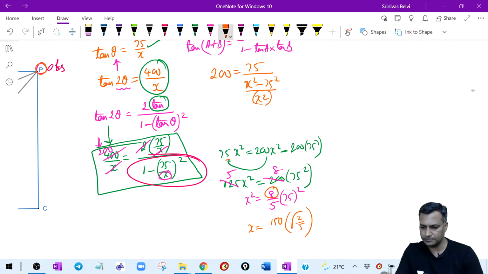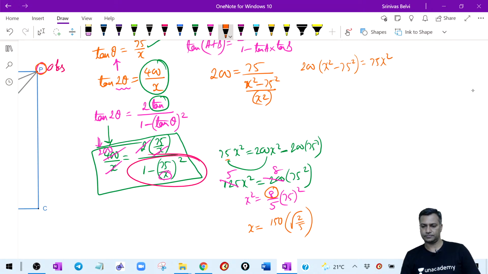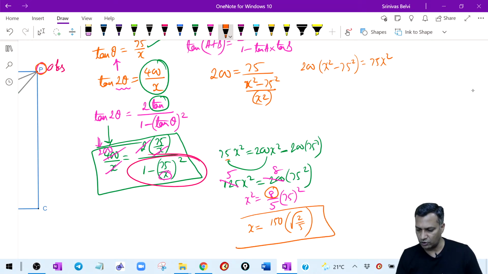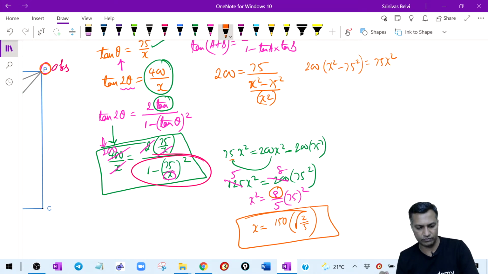This is what? 200 times of x square minus 75 square is equal to 75 x square. Yeah, it's correct. It's right. This is how it should look. This is the value of x roughly.